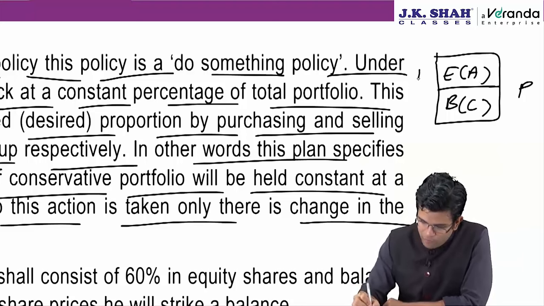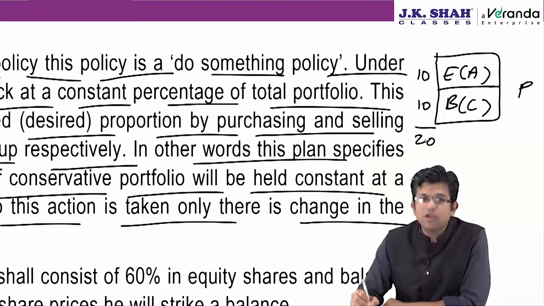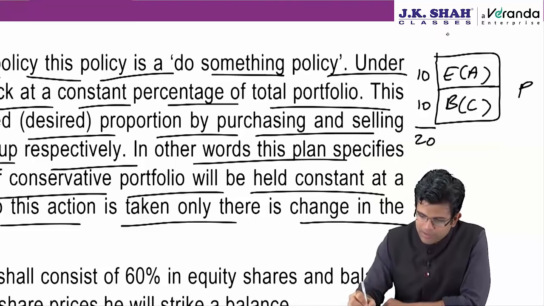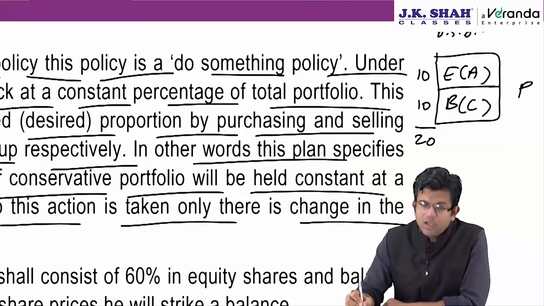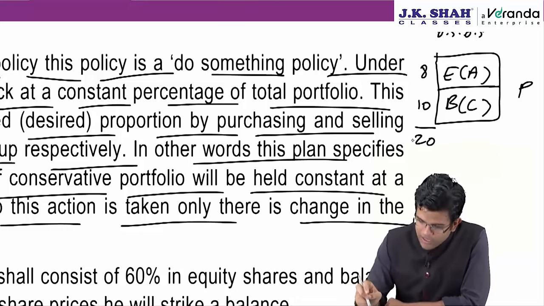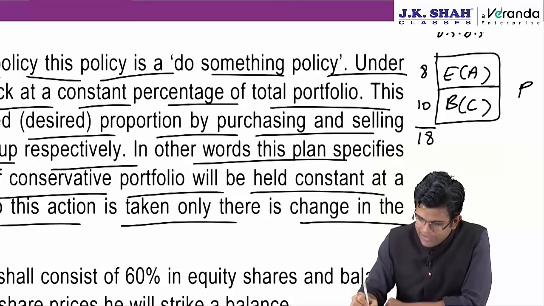Students, let's say you have put 10 rupees in the equity, you have put 10 rupees in the bonds, total money you have put is 20. What is the weight of equity and bond? Can you see it is 0.5 is to 0.5, correct? So 50-50 you have invested in equity and bond. Students, let's say now due to market fluctuations, your equity 10 rupees drops down to 8. Due to that, your portfolio will drop down to 18.